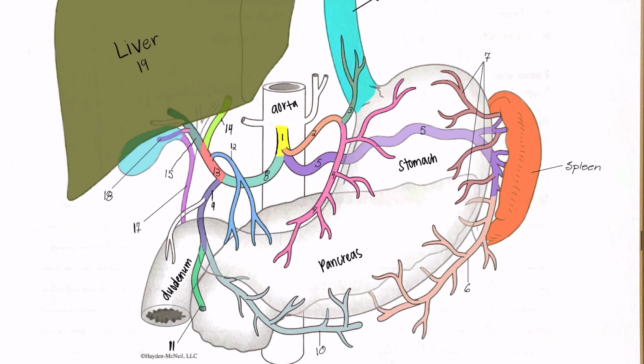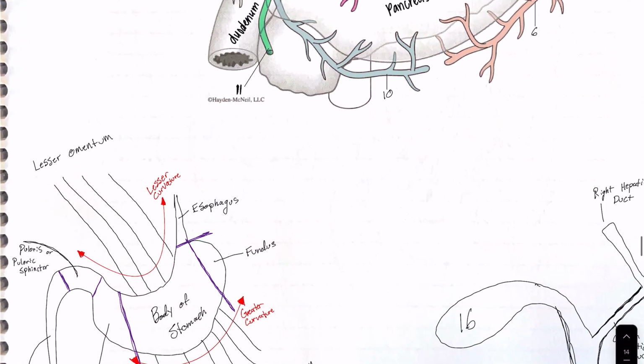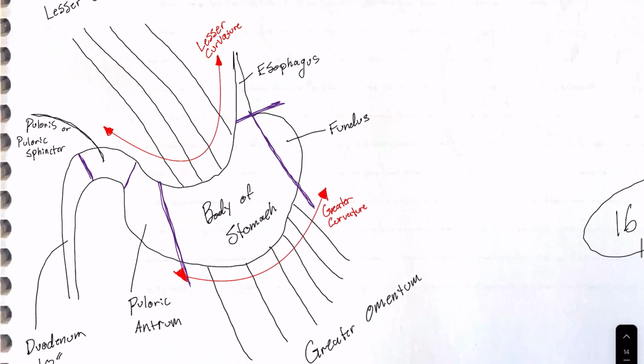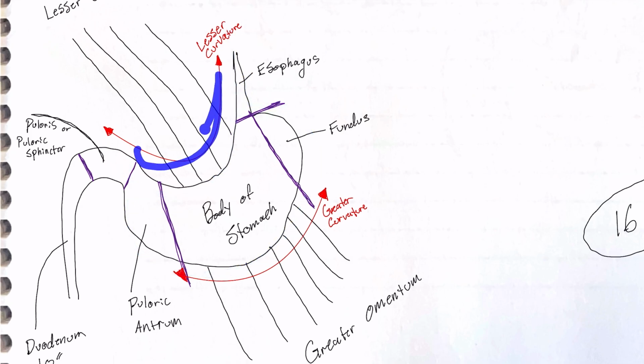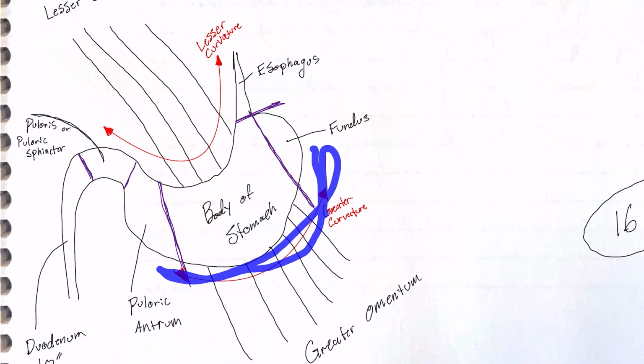Now let's go ahead and look at the stomach really quick, the parts of the stomach. I had to draw this in. Feel free to do so as well. So I drew in the esophagus, and then I drew in the stomach. And this top part is going to be what's known as the lesser curvature, while the inferior part, the bottom part, is going to be known as the greater curvature.